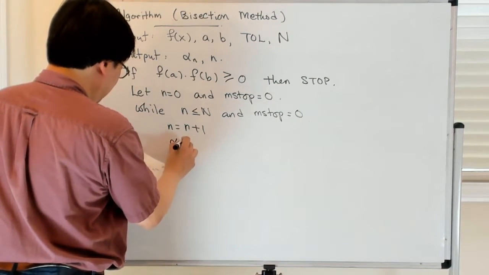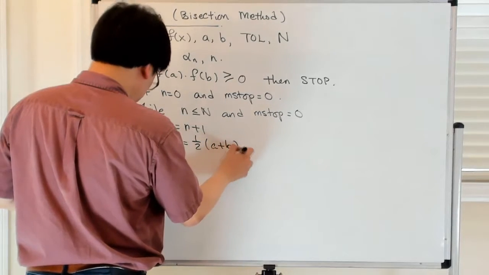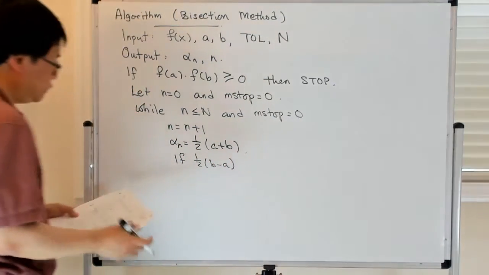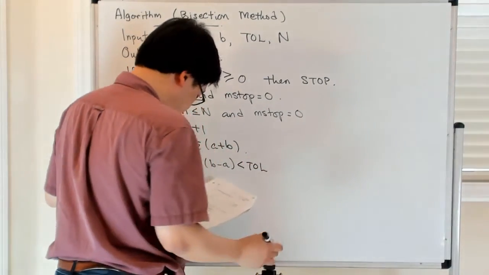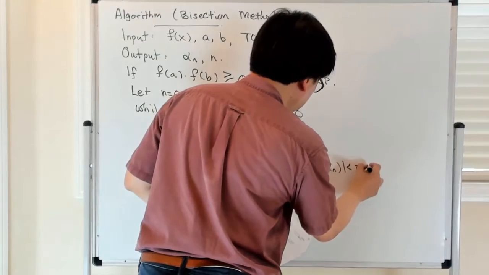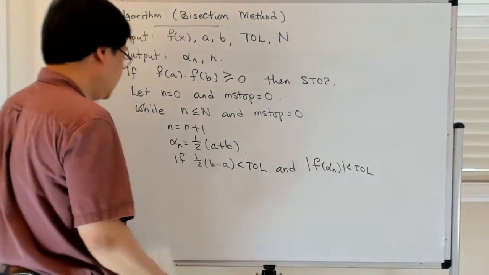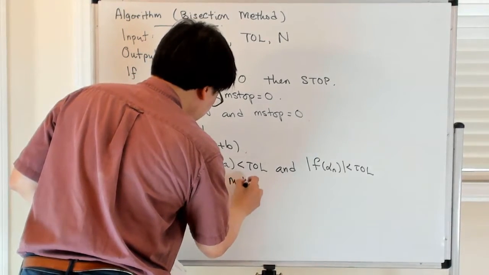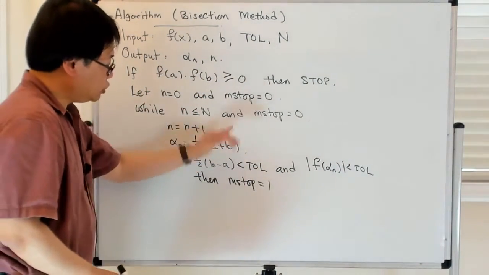I look at the midpoint of the current interval, alpha n, which is 1/2 times a plus b. And then if 1/2 times b minus a, which is the absolute error, is less than the tolerance, and the absolute value of f at alpha n is less than the tolerance, which is the residual error condition we talked about before, then mstop is equal to 1. So I'm flagging that if both stopping criteria are satisfied, then I will stop the iteration.